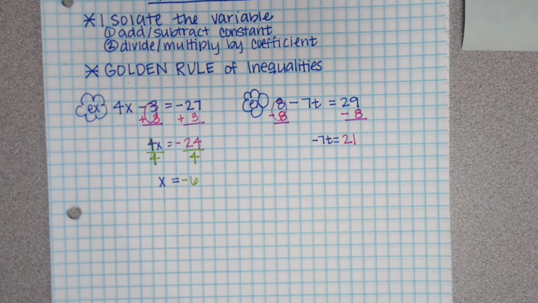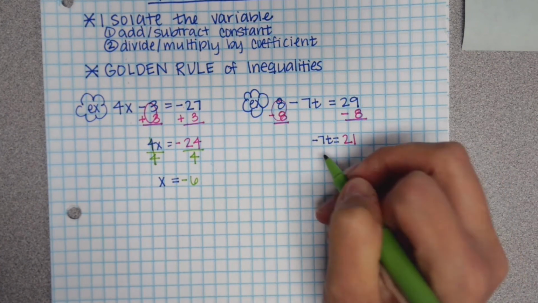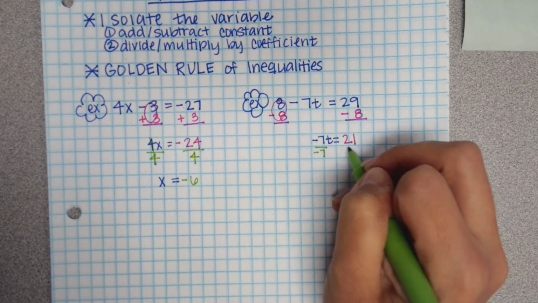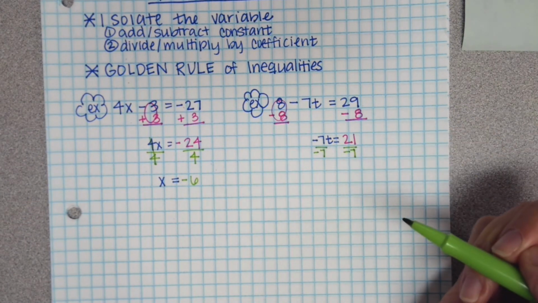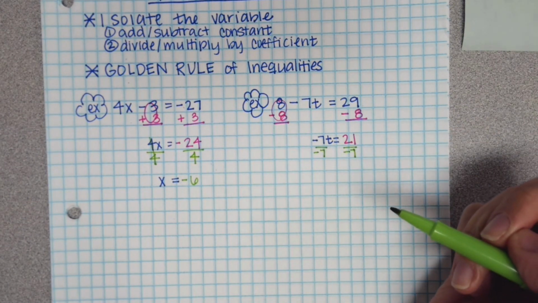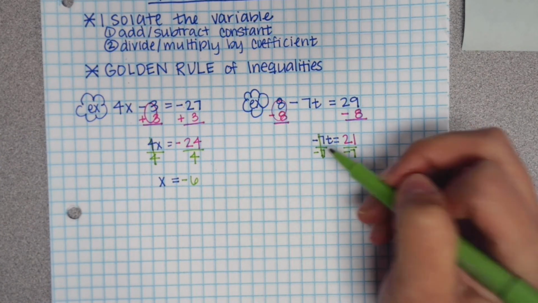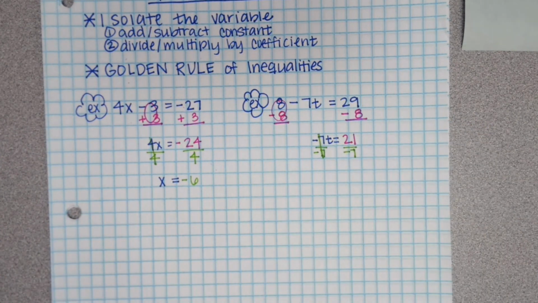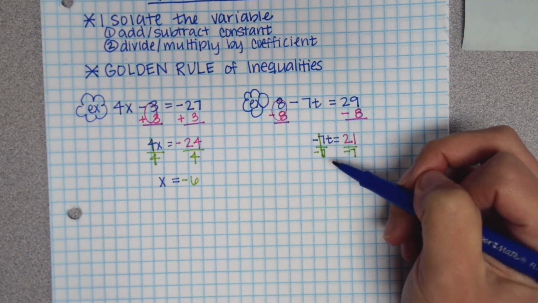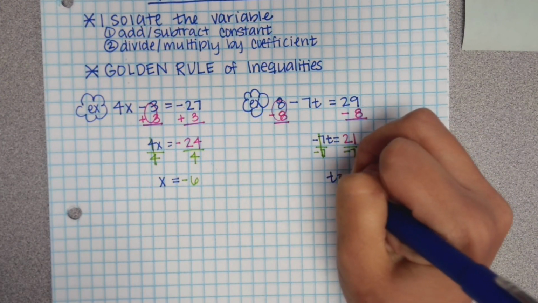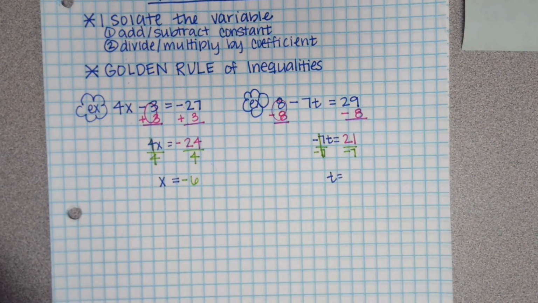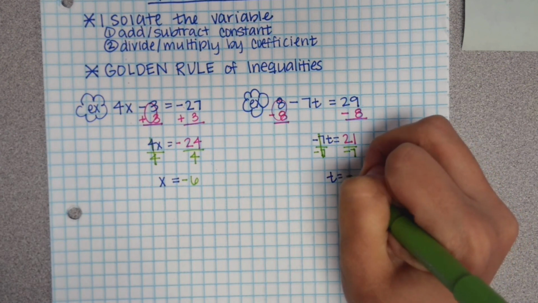What's my next step? Divide. Divide by what? Negative 7. I'm dividing by negative 7 on both sides. Negative 7 divided by negative 7? 1. I know, it's tricky because we want it to get rid of, but for multiplying and dividing, it's always 1, adding, subtracting 0. So we have t equals 21 divided by negative 7? Negative 3.